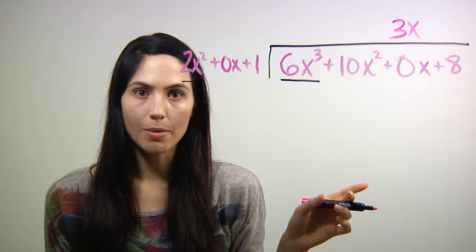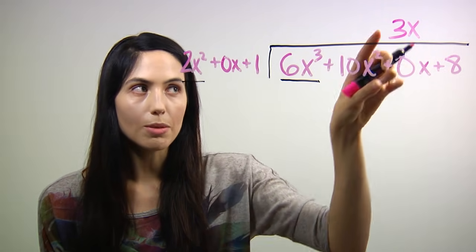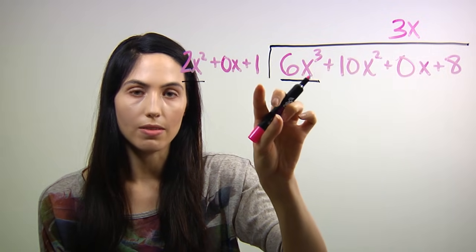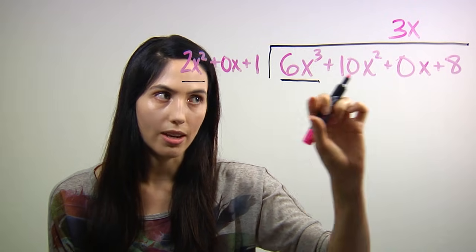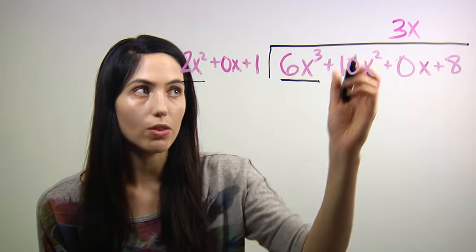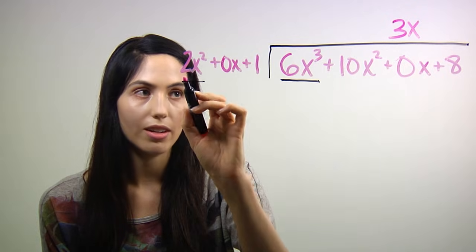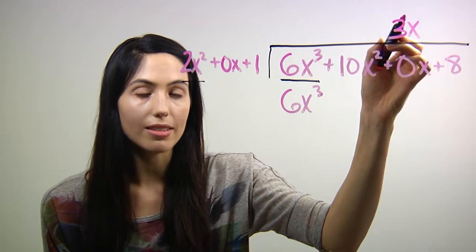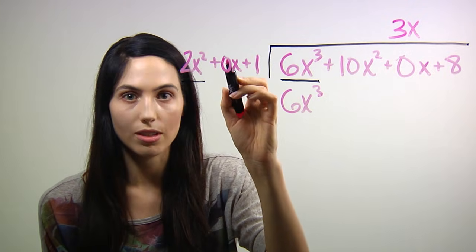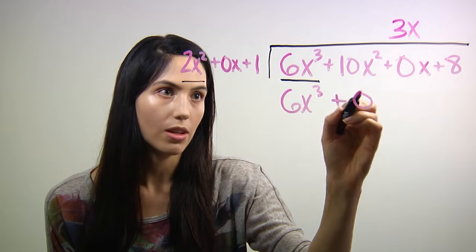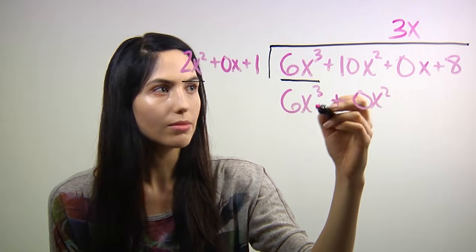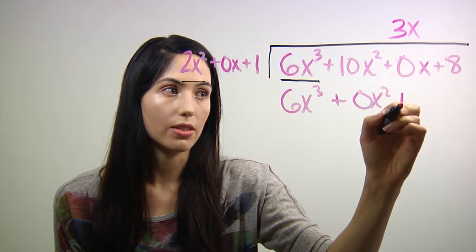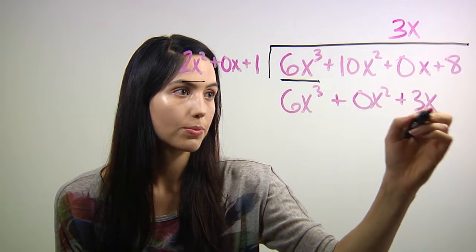Now, do you remember the step from before? We're going to multiply that term, 3x, by each of these in the divisor and write the expression we get underneath. So, in this case, we have 3x times 2x squared, which gives us 6x cubed, 3x times 0x, which just gives us 0x squared, 3x times 1, which just gives us 3x.